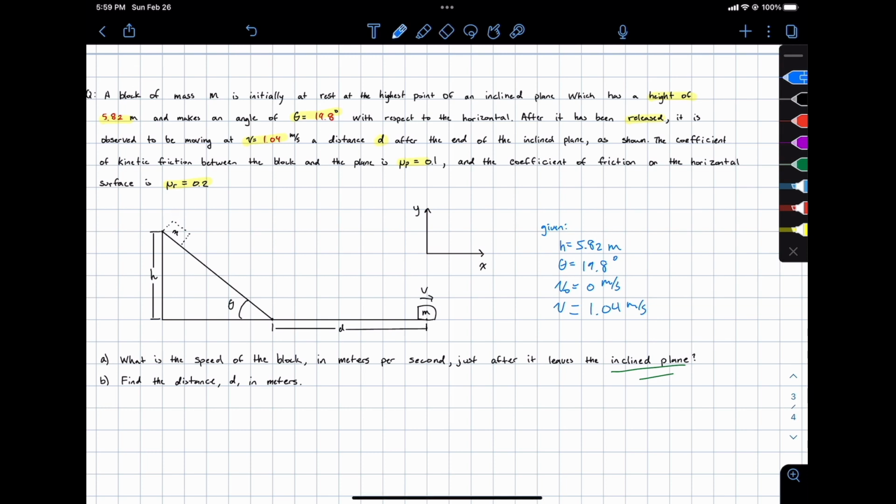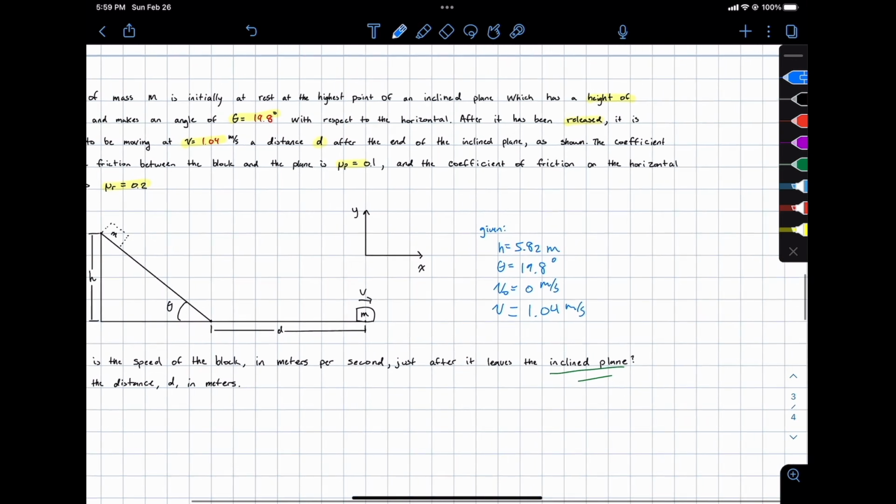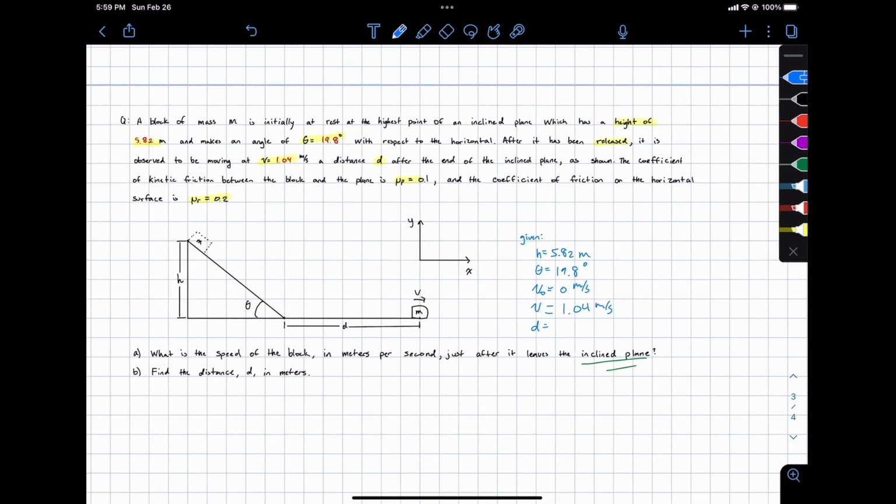And what else do we have? d is not given, but we will label it. That's part 2, where we need to find d. And then mu_p is given as 0.1, and the coefficient for the surface is 0.2. Right, those are our givens.